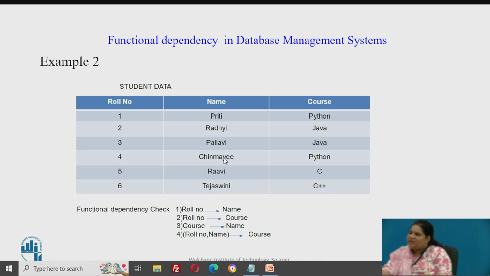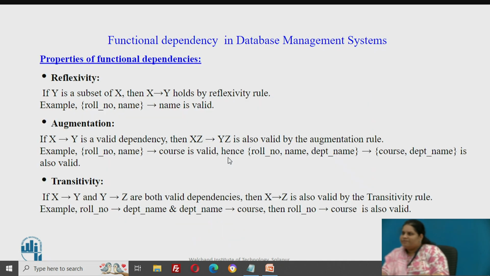So here Preeti and Chinmay, the names are different over here. Now we will see the next, that is properties of functional dependency. So first property is reflexivity.